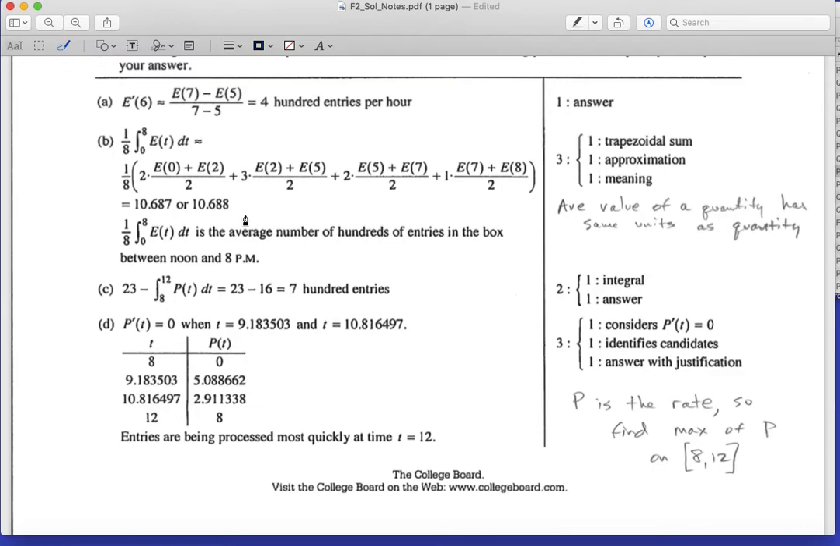And then the last thing to keep in mind, they did talk about units. They asked you to supply units. Well, the average value of a quantity has the same units as the quantity. So if you're measuring the mileage in your car in miles per gallon, if you average a whole bunch of trips, your average will also be in miles per gallon. Same units. So this has units of hundreds of entries in the box.